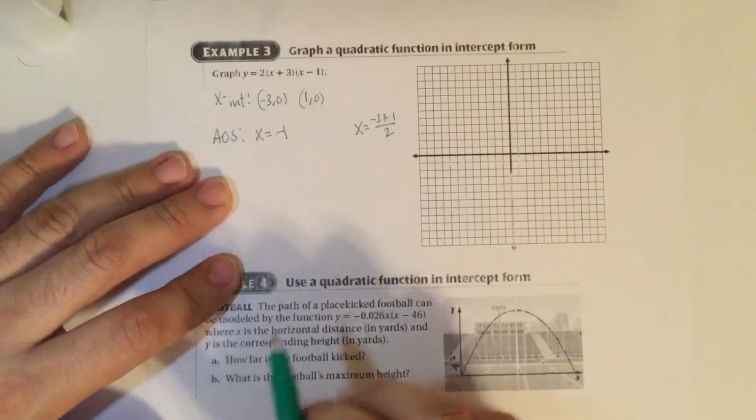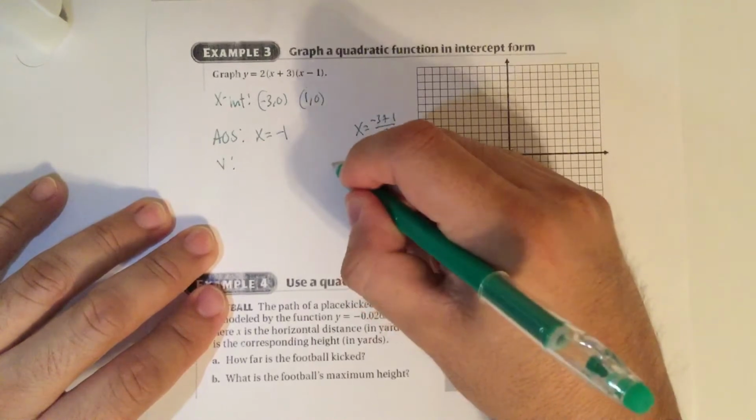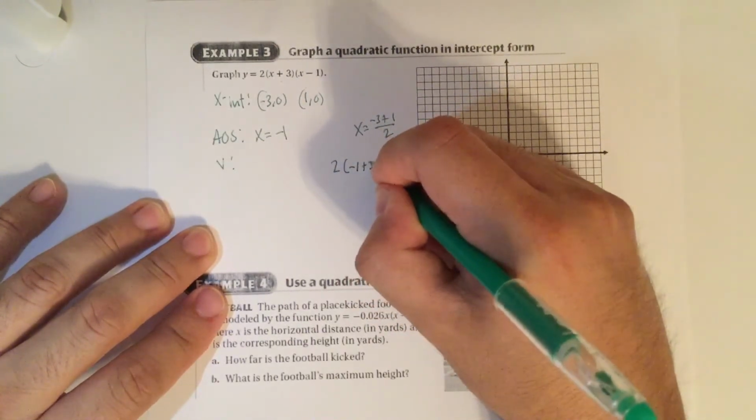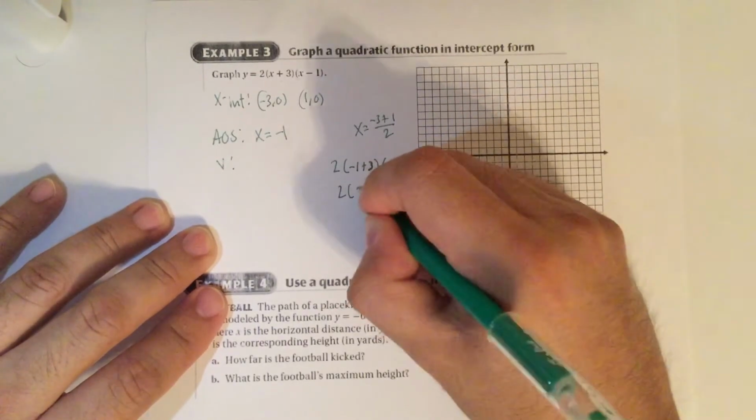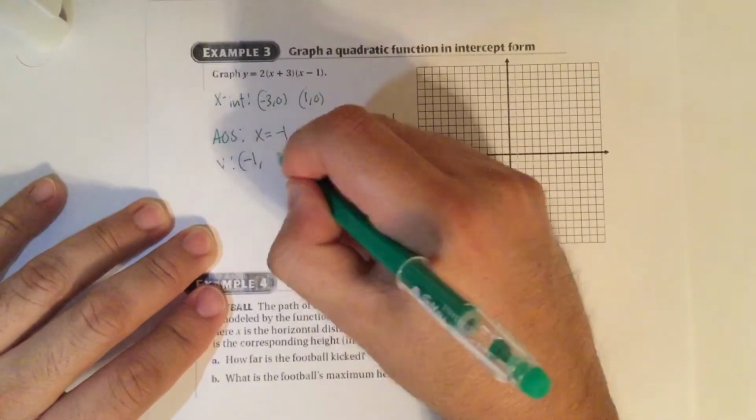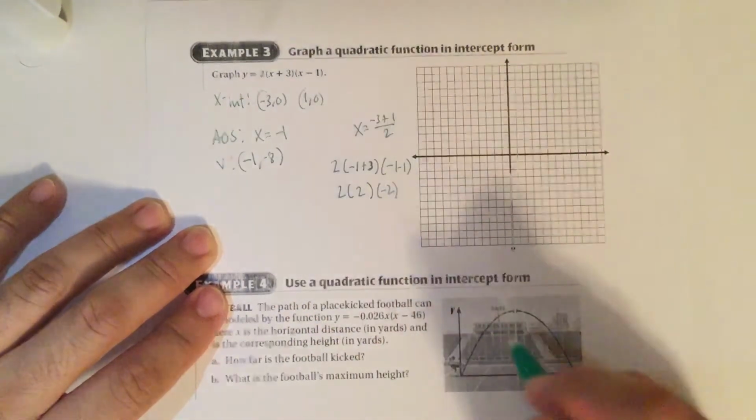Now to find the vertex, we plug it in. So let's go ahead and put 2 times, let's see, negative 1 plus 3, and then negative 1 minus 1. So 2, negative 1 plus 3 is 2. Negative 1 minus 1 is negative 2. So the x value is still negative 1. That's the axis of symmetry. And hopefully you can multiply this out to get negative 8.